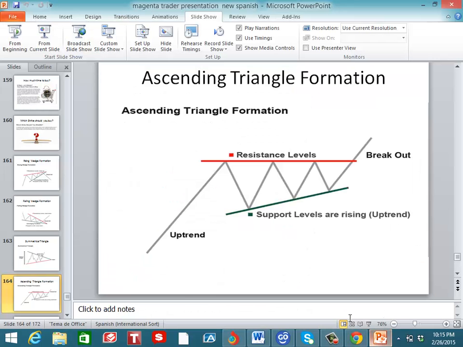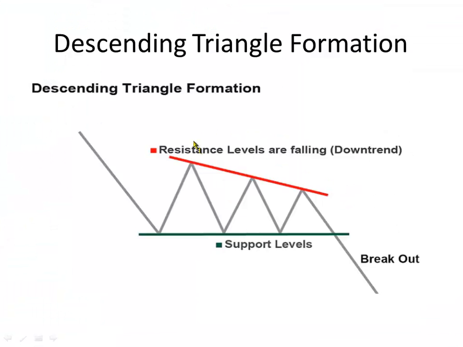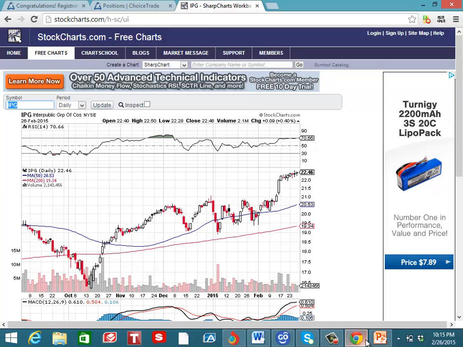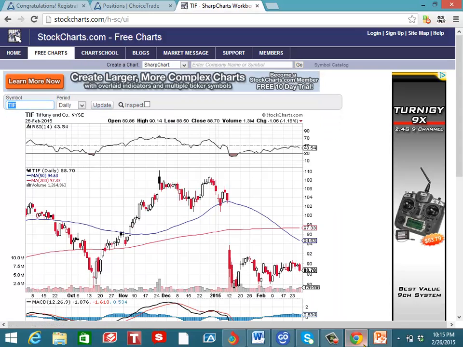And the following one is a descending triangle. It's the same thing, but it's hitting support areas while the highs are getting lower. For example, we're getting a possible one on TIF. You can see TIF hitting the lows, and the highs are getting lower right here. So this is a descending triangle formation.